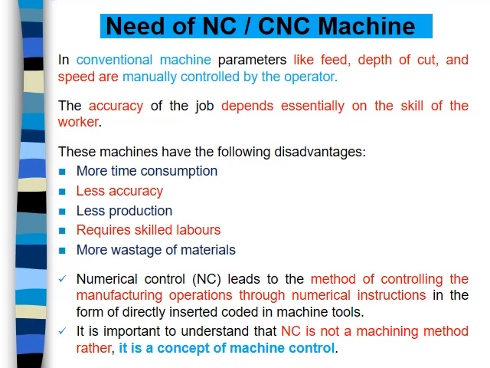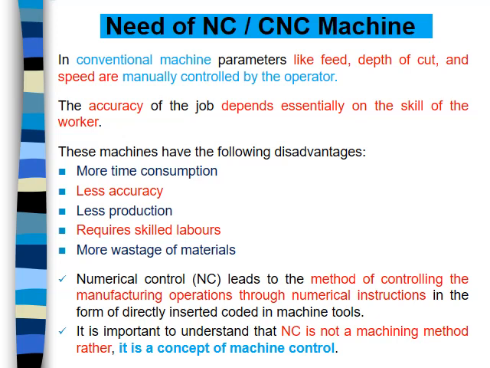As we know, in the conventional machine, the most important parameters, feed rate, depth of cut and speed, are manually controlled by the operator. So the accuracy of the job depends essentially on the skill of the worker. So these machines have the following disadvantages. What are those? More time consumption, less accuracy, less production, required skilled labor and more wastage of materials. So for these reasons, computer numeric control comes into place.